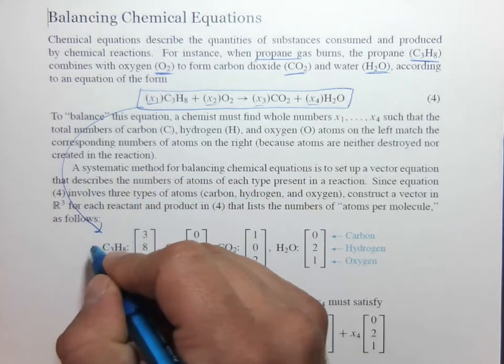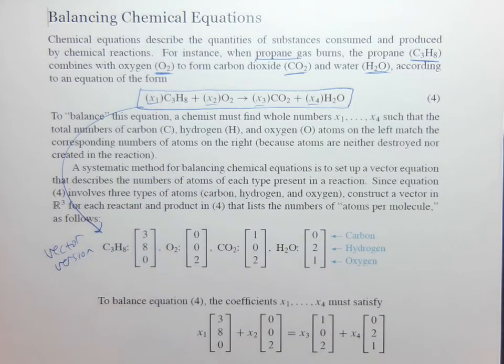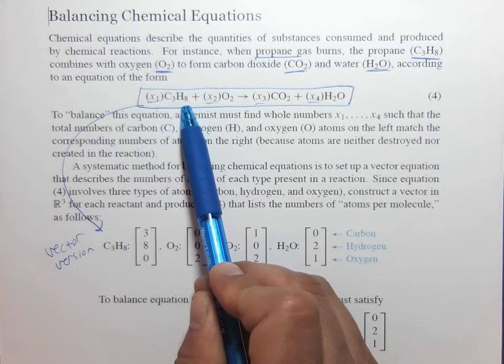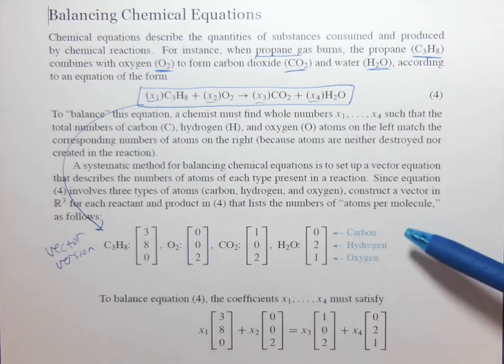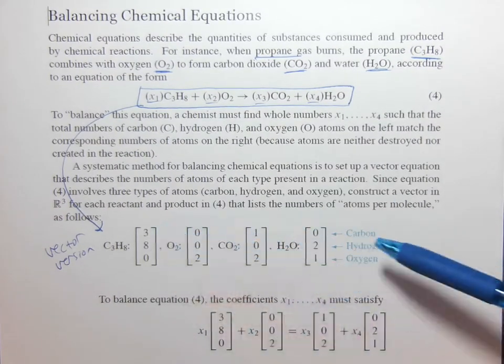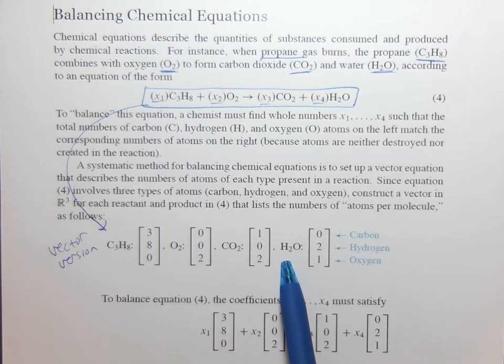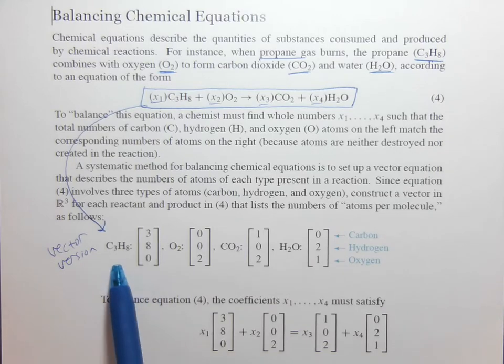it becomes this vector version right here. This is your first introduction to what vectors look like. We'll see vectors quite a bit. So we see that propane has 3 carbons and 8 hydrogens, and that's being represented by 3, 8, 0. In other words, the first row is the carbon, the second row is the hydrogen, and the third row is the oxygens. For example, H2O has 2 hydrogens and 1 oxygen, no carbons. This is the vector version.